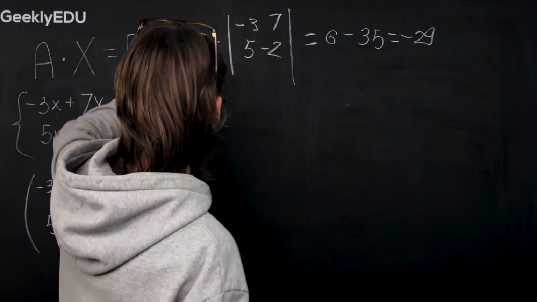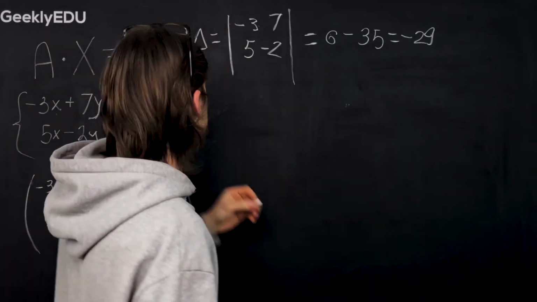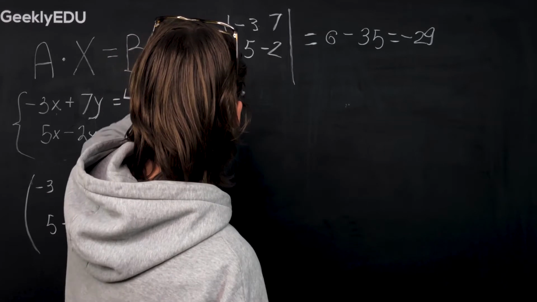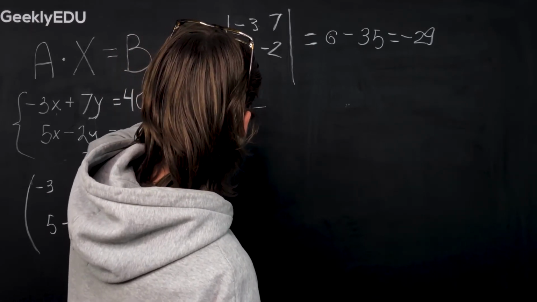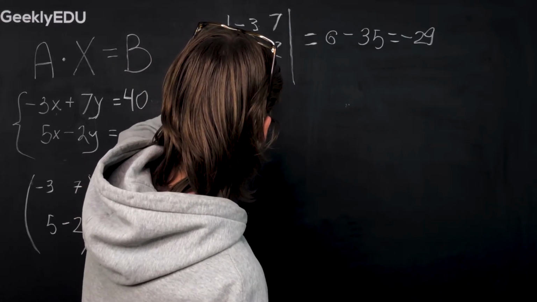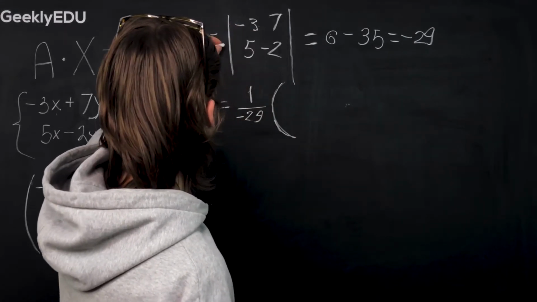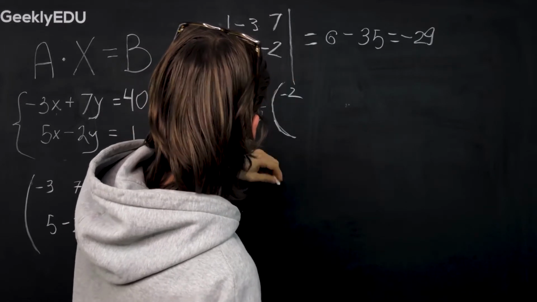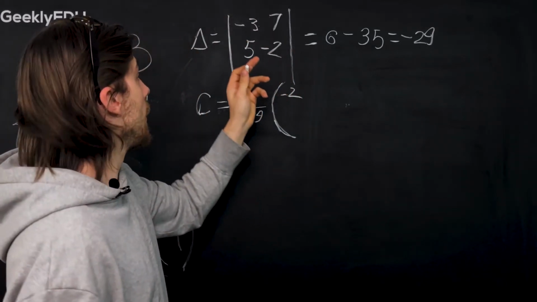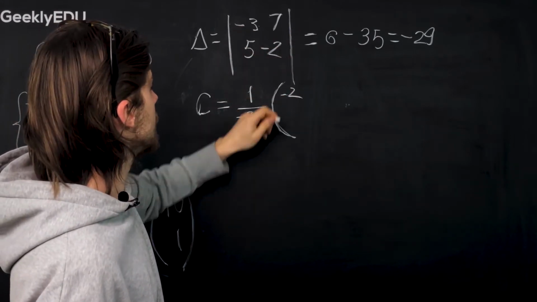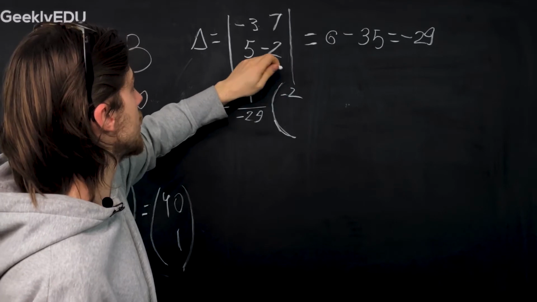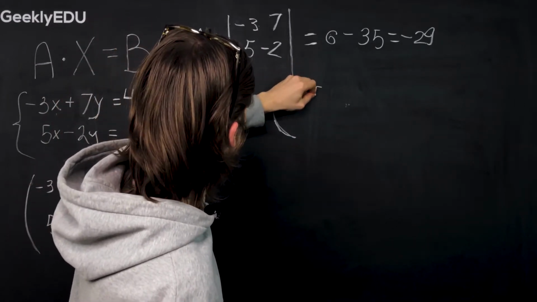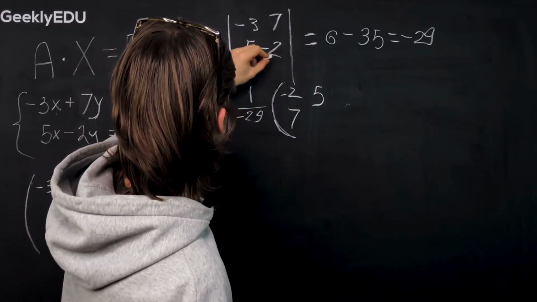Up next, we're going to find the cofactor matrix of the coefficient matrix, and it's also quite simple. So it's 1 over the determinant, which is -29, and then we just calculate very quickly the cofactors. So it's -2. Remember, we cross out the row and the column, and the last remaining term is going to be the cofactor of the term we're looking at. So it's -2 in this case. Here it is 5, 7, and -3.